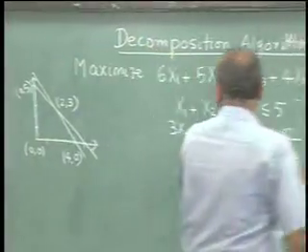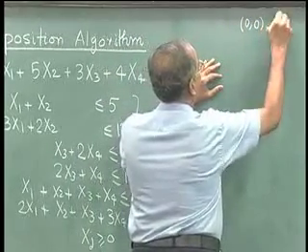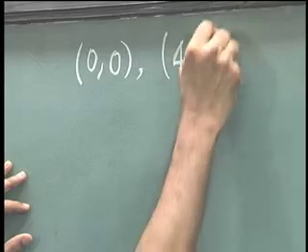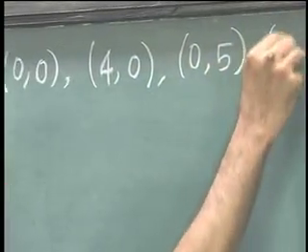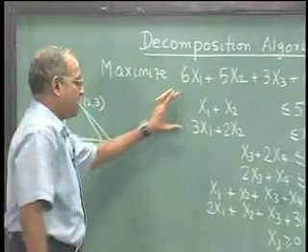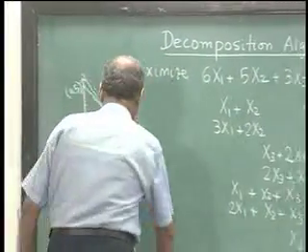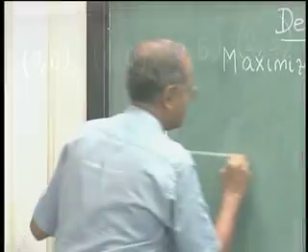So we will simply write the 4 corner points for our reference here: 0 0, 4 0, 0 5 and 2 3 are the 4 corner points associated with this. Now let us find out the corner points associated with the second one.